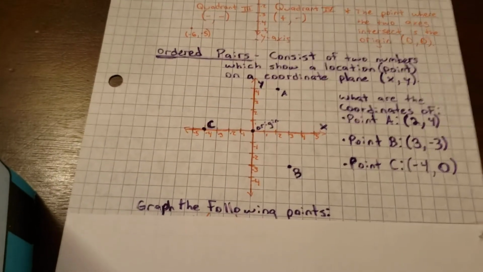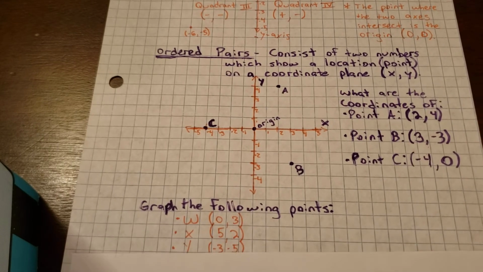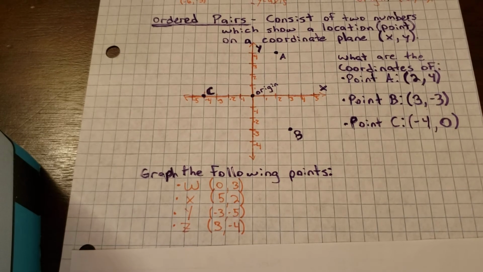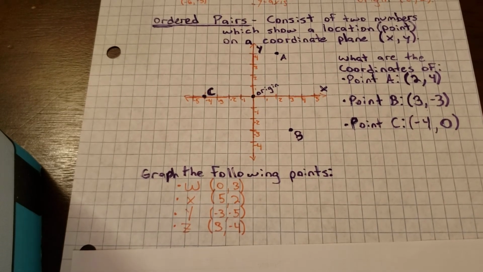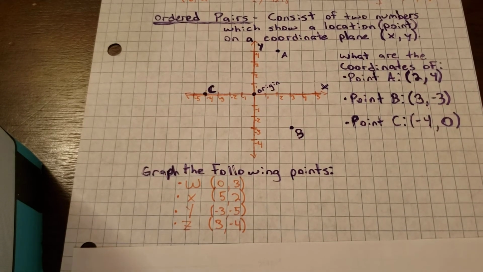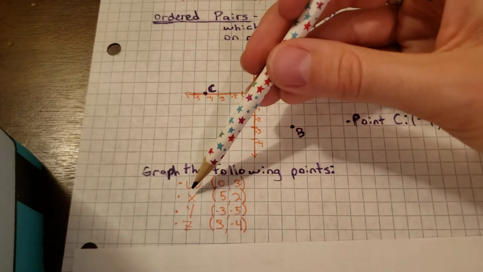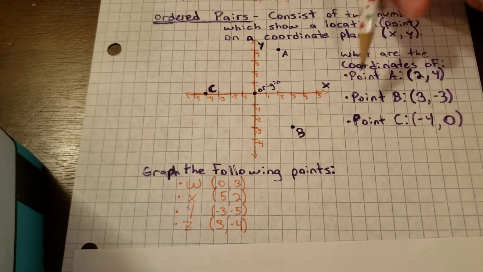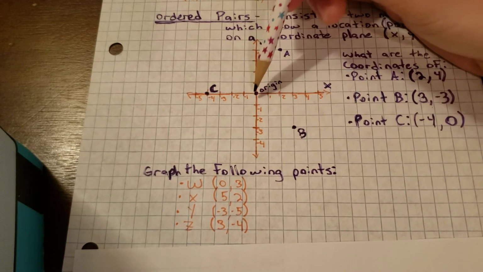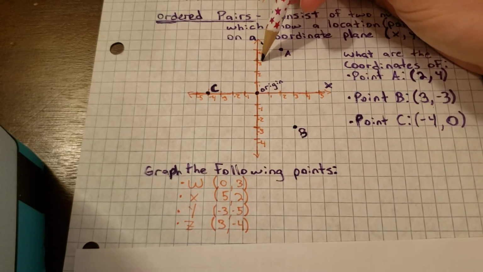Okay, now, on your graph, please graph these following points. W, X, Y, Z. Go ahead, pause this. I'm going to plot them. Pause the video, or you could watch my process. So for point W, my X value is 0, and my Y value is positive 3. So 1, 2, 3. Right there is where we'll find W.